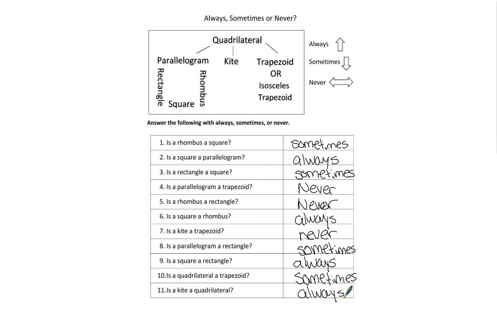And that's how you use the always, sometimes, never chart. I want you to make sure that you study this chart because there's going to be questions on your test where you have to answer questions just like this. And this chart is amazing at helping you. So today we learned about quadrilaterals and their properties. Make sure you are studying at home and remembering the always, sometimes, never chart.